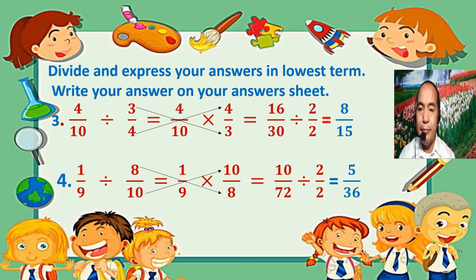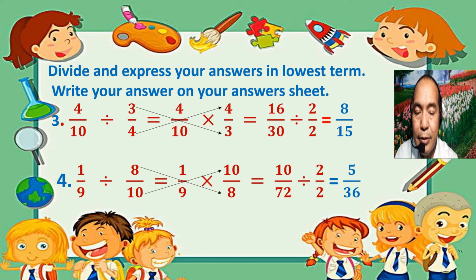Okay, let's go to item number 4. 1/9, or 1 over 9 divided by 8/10, or 8 over 10. So again, we'll do the reciprocal. 8/10 will now become 10 over 8. So multiply that to the dividend. 1 times 10 will give us 10. 9 times 8 will give us 72. The fraction is 10 over 72.